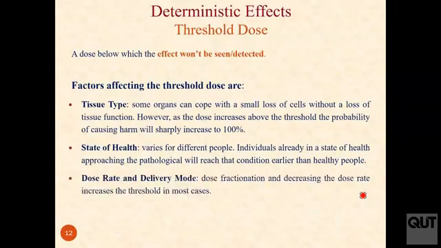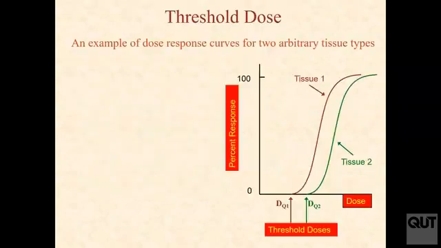Factors which determine the threshold dose. The threshold dose is the dose below which the effect won't be seen or detected. So the factors that affect this are the tissue type, the state of health of the person, the dose rate and delivery mode of the radiation as well.